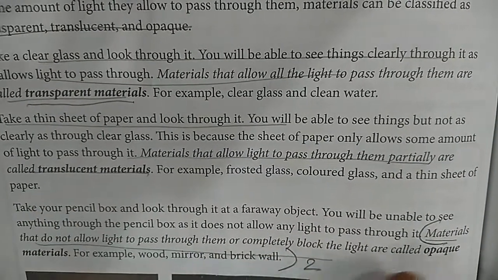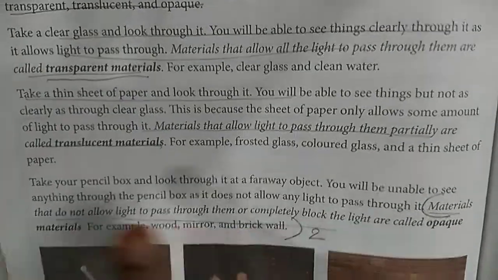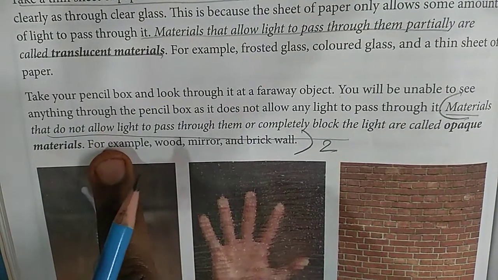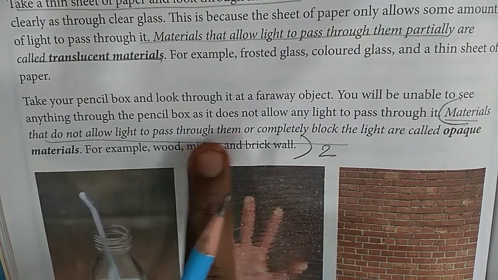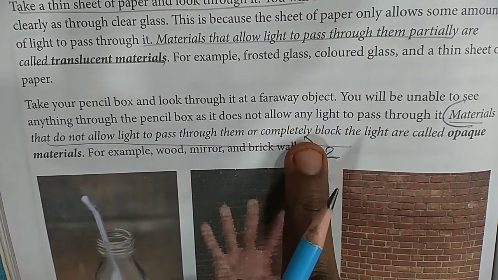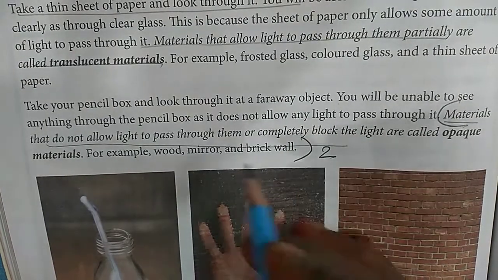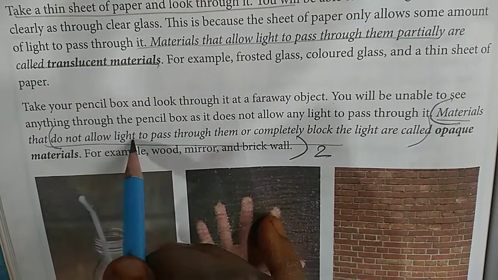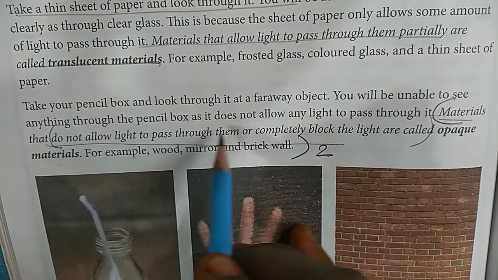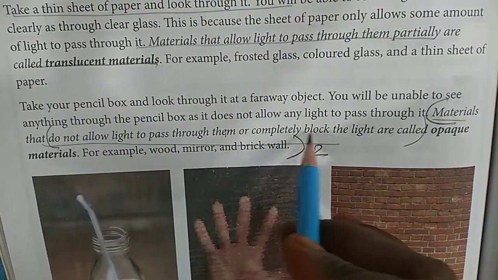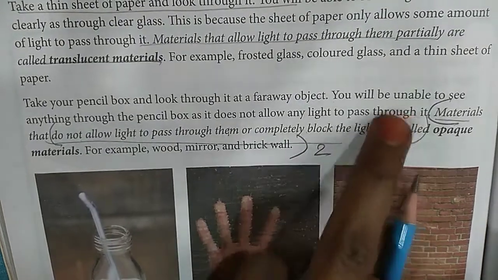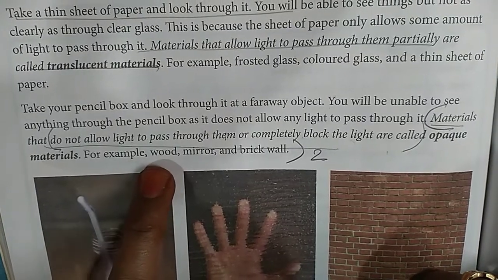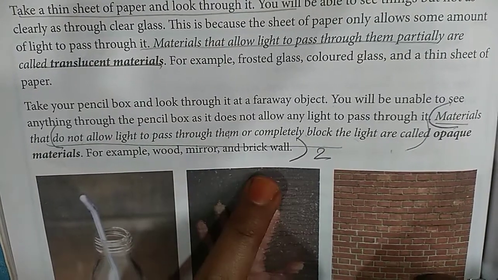Okay. And the last one is called opaque materials. Materials that do not allow light to pass through them or completely block the light. Underline this word, it is very important. Materials that do not allow the light to pass through them or completely block the light are called opaque materials. Example, wood, mirror and brick wall.